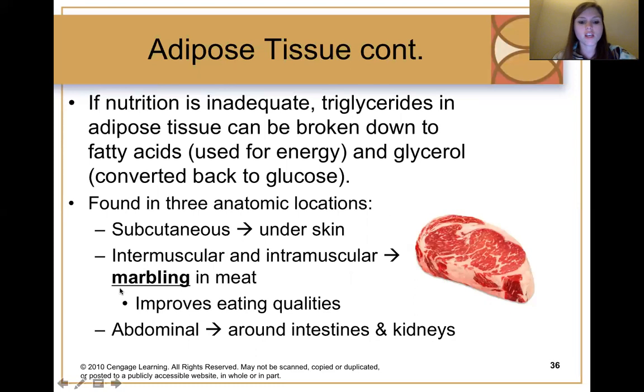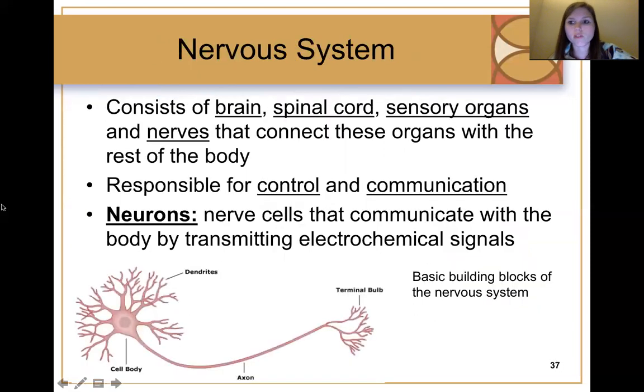beef cattle nutrition. So in addition to subcutaneous and intramuscular fat, you can also have abdominal fat, which would be around the intestines and the kidneys. That's primarily to protect the intestines and the kidneys from any sort of damage. That fat is a good cushion there. That's why some people will gain weight in that area, because it's hard to get rid of. You don't want too much of it, but some of it can actually be pretty helpful to keep your organs safe.